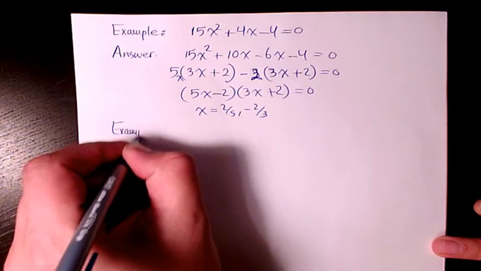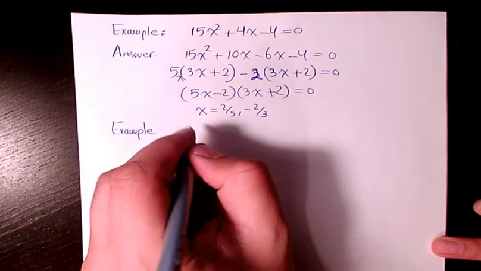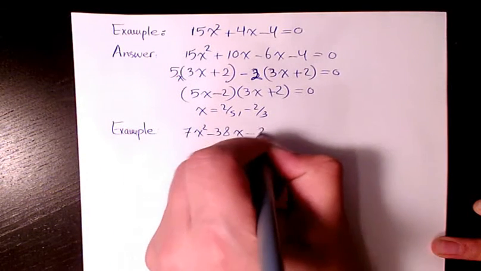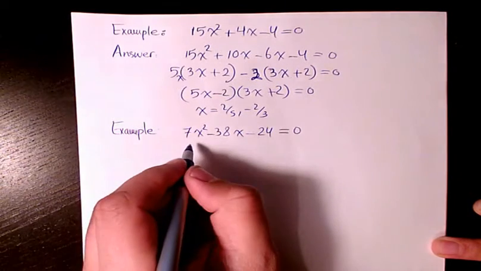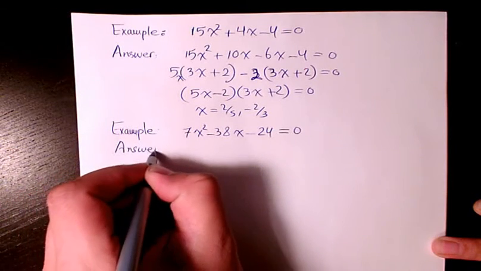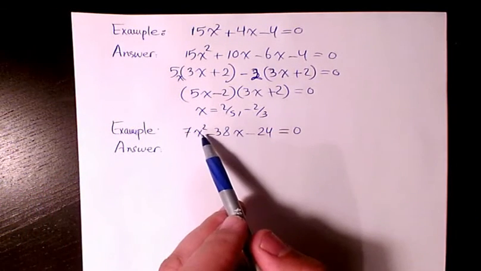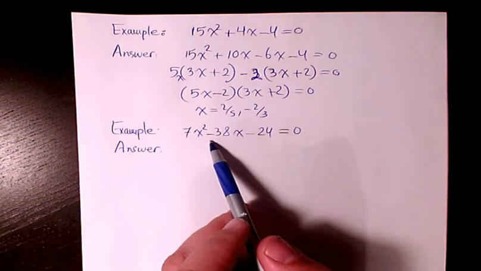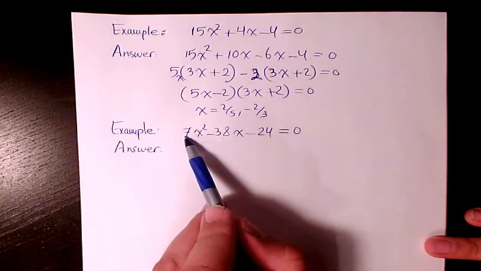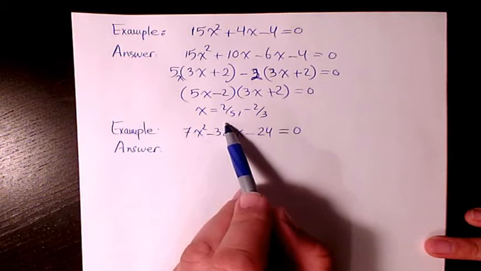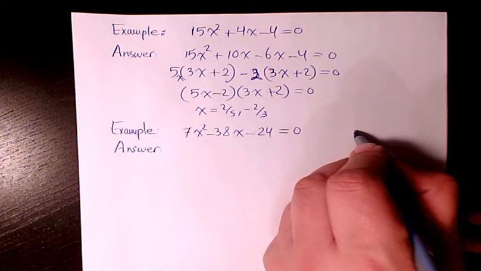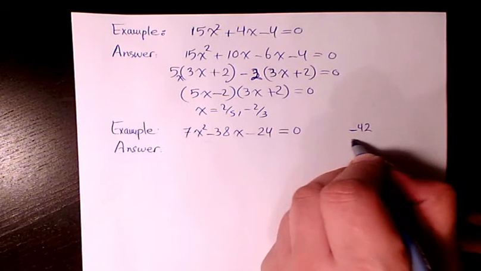Next example, we have 7x squared minus 38x minus 24 equals 0. The answer will be 24 times 7, negative 24 times 7. Okay, so we need two numbers that multiply to 7 times negative 24 and add to negative 38. So the two numbers are going to be negative 42 and positive 4.